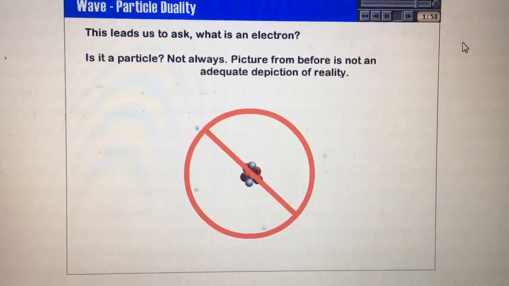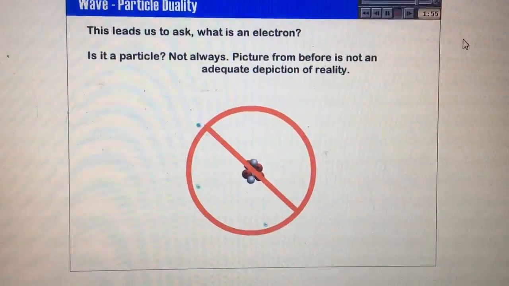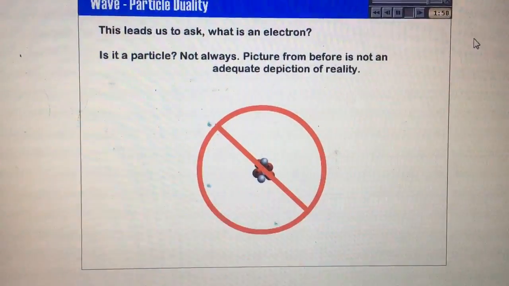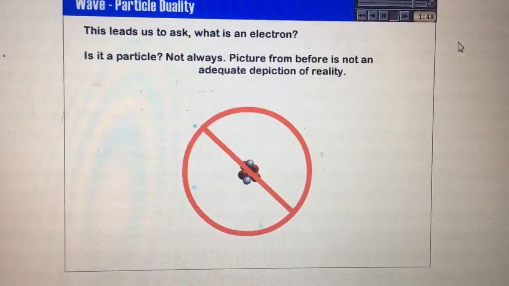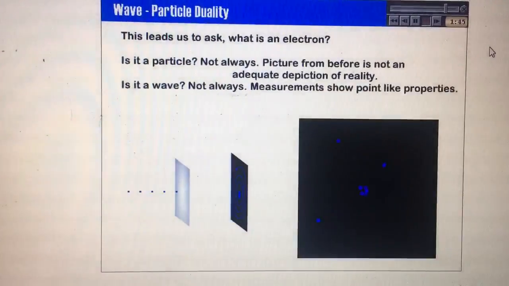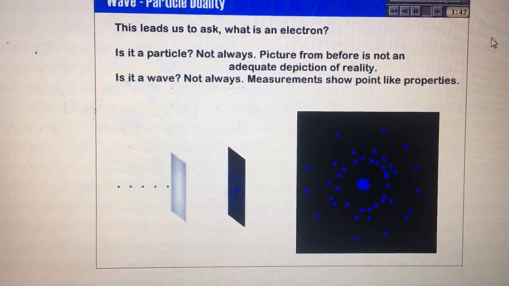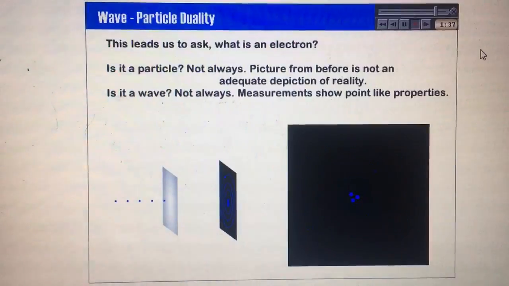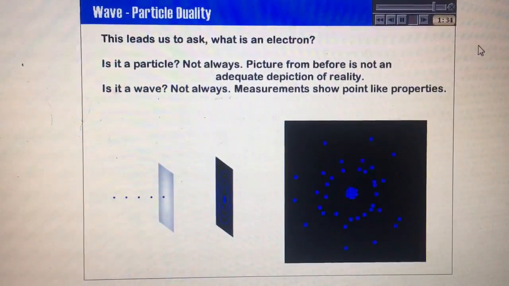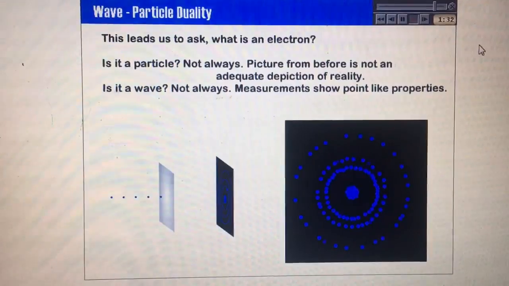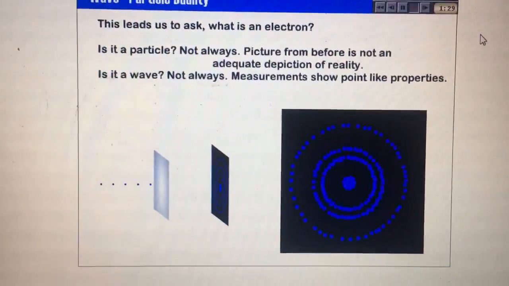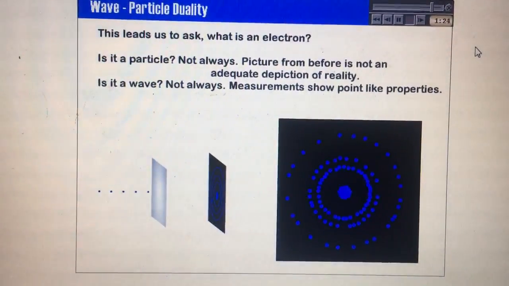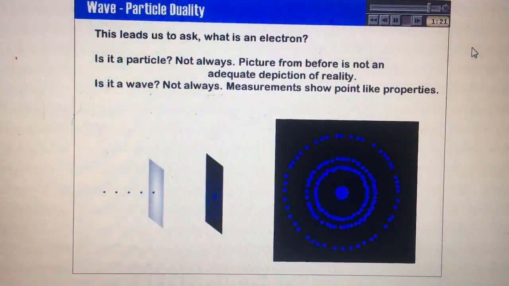No, it's not. No, it is not a good picture of the atom, because the electrons must be treated as waves, and they are not hard little spheres that bounce around. They're not that simple. Is it a wave? Well, not always. It does exhibit wave properties, but the measurements show point-like properties. Now, to examine here, we see the accumulation of these electrons adding up, and in the end, they form this interference pattern, but each electron is a separate, distinct particle. Each hit is one electron, but they do interfere with each other to form this pattern. So that is kind of bizarre.